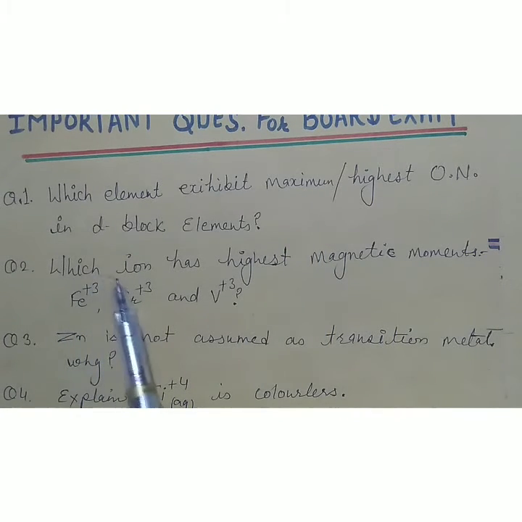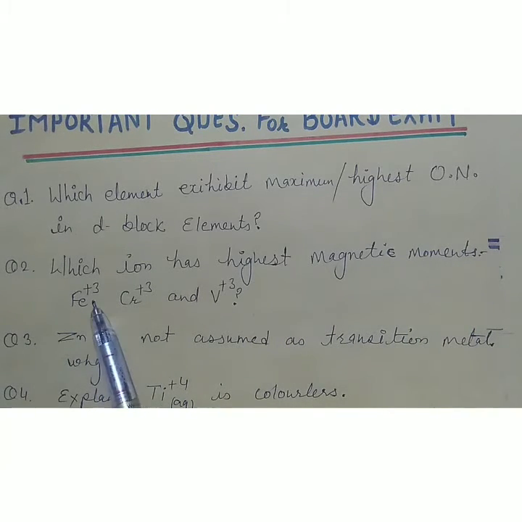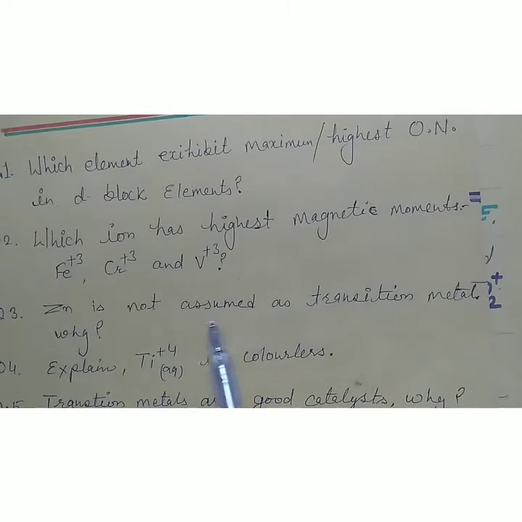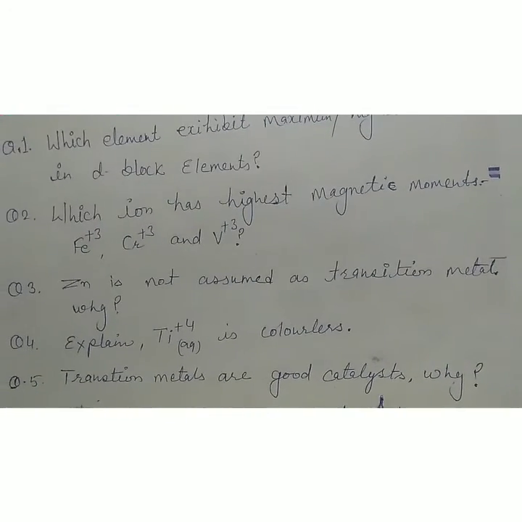Next question, which ion has the highest magnetic moment among Fe+3, Cr+3 and V+3? You have to calculate the magnetic moment, and to calculate the magnetic moment you should know the number of unpaired electrons, and for unpaired electrons you should know the electronic configuration of these ions. Which ion has more unpaired electrons, its magnetic moment will also be high. Next question, Zn is not assumed as a transition metal. Why? We have discussed in the video also.